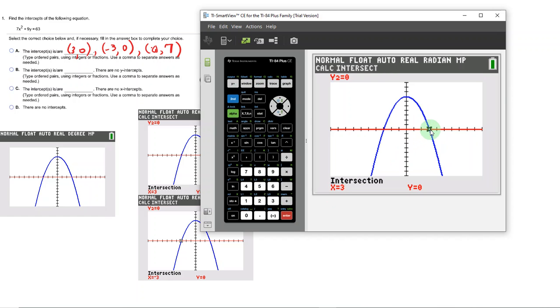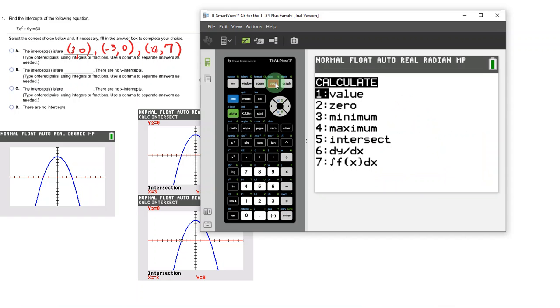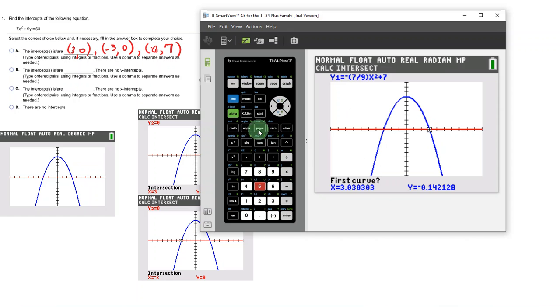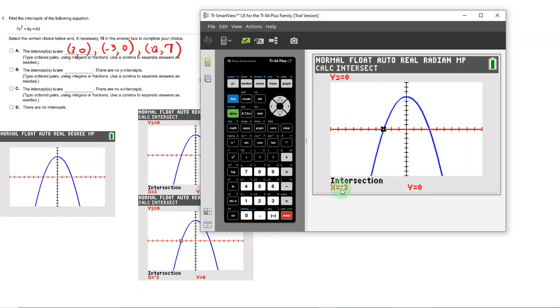It pops to one of them, so that's x equals 3. To do the second one, second calc intersect, but let's move to the other side of that. As long as you pass that max, you could stop and hit enter 3 times. 1, 2, 3, and we've got the -3.